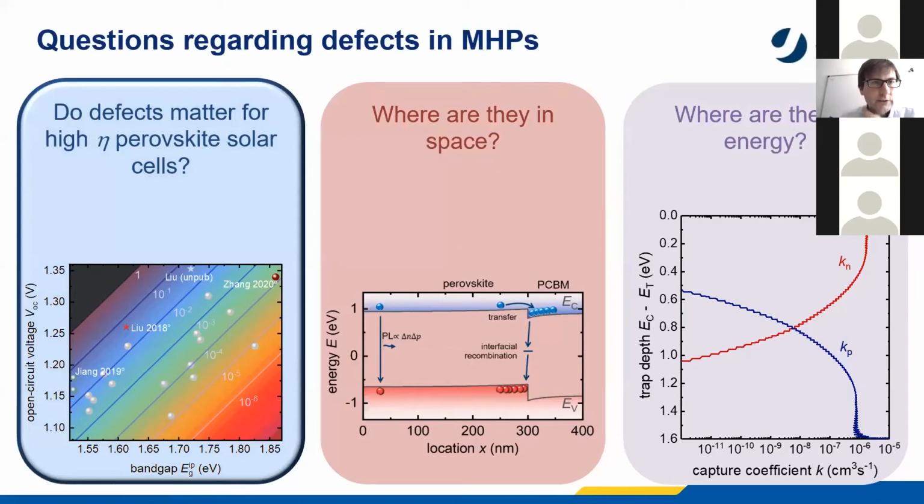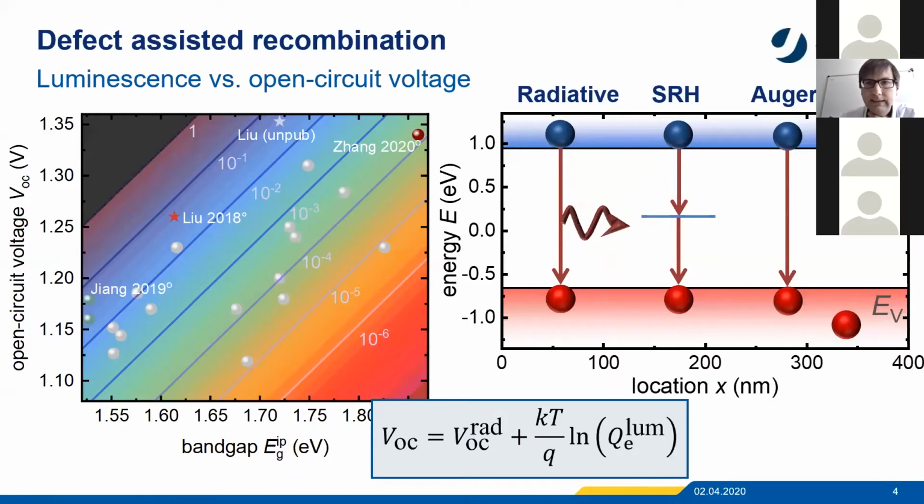And to answer the first question, whether they matter at all, I want to just briefly say what defects are doing in perovskite solar cells and in any other solar cell. They're accelerating recombination via this Shockley-Read-Hall mechanism that you see on the right side of this panel. Shockley-Read-Hall recombination does essentially two things. It reduces the amount of luminescence that you would see, say in a photoluminescence or electroluminescence experiment. And at the same time, it reduces the open circuit voltage of your solar cell.